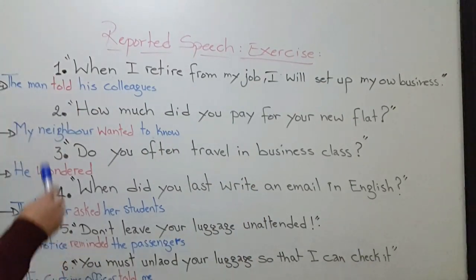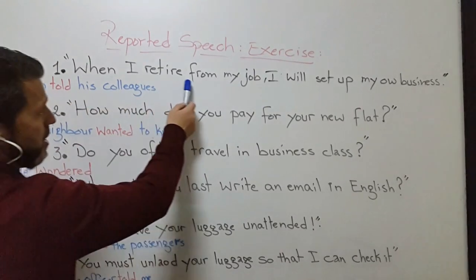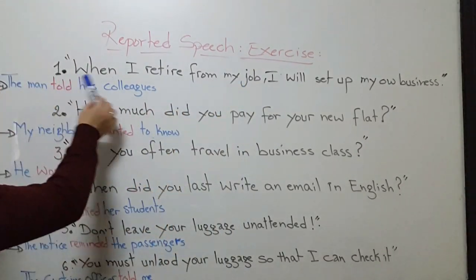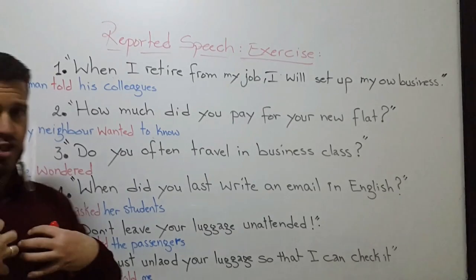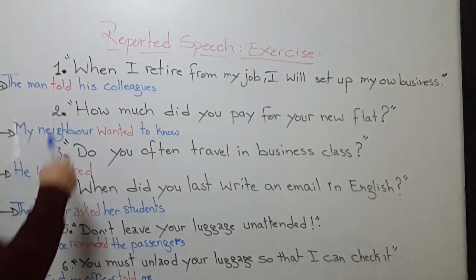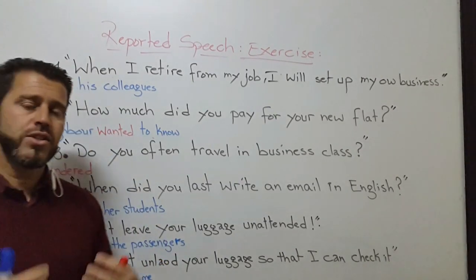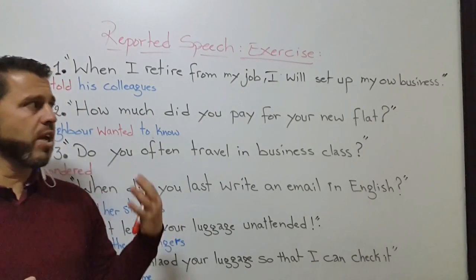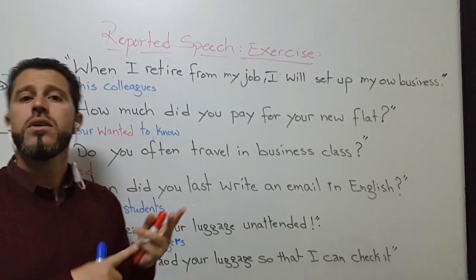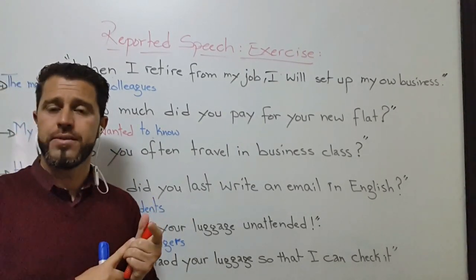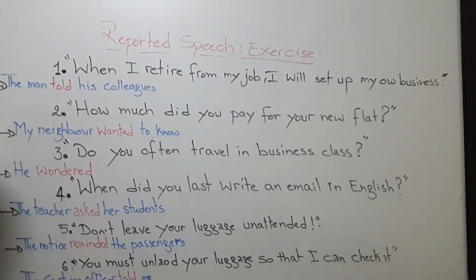Good. So the first sentence is: When I retire from my job, I will set up my own business. My own. Okay? Good. So the first thing that you have to do is to differentiate which type of sentence this is. Is it a statement? Is it a question? Is it a command? Okay? So what type of sentence is this? Good. So it is a statement. Okay? It is a statement.